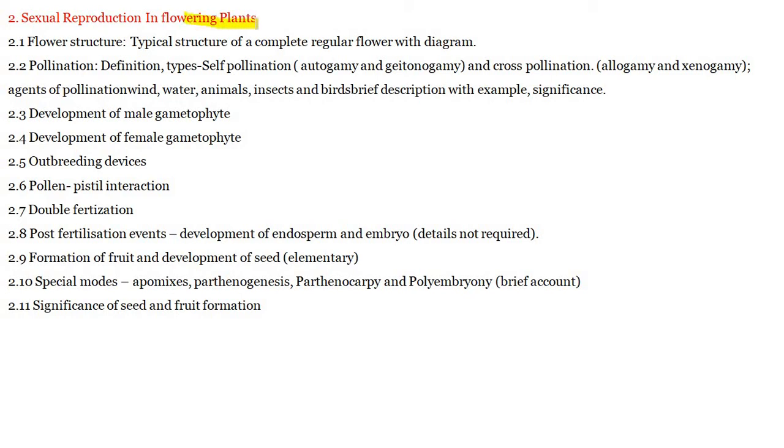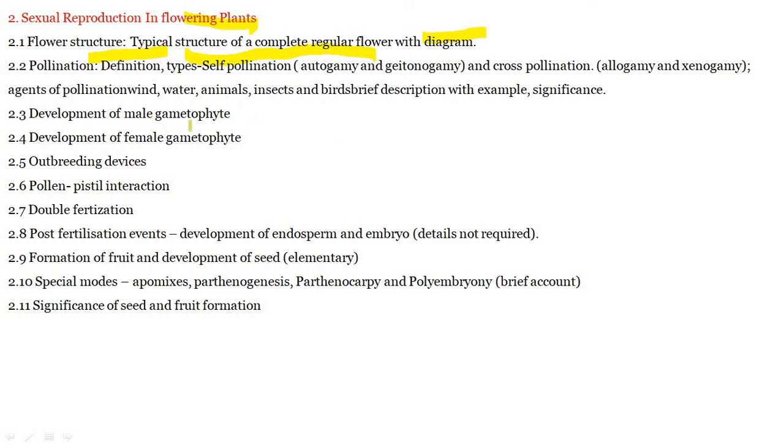Sexual reproduction in flowering plants. Flower structure: typical structure of a complete regular flower with a diagram. Pollination: definition, types. Self-pollination: autogamy, geitonogamy. Cross-pollination: allogamy and xenogamy. Agents of pollination: wind, water, animals, insects, and briefly birds, with description, examples and significance.